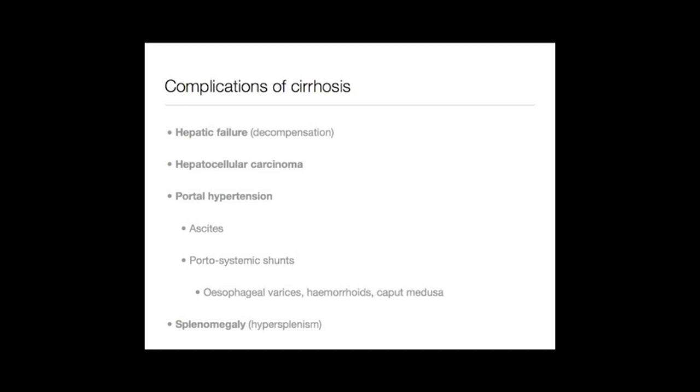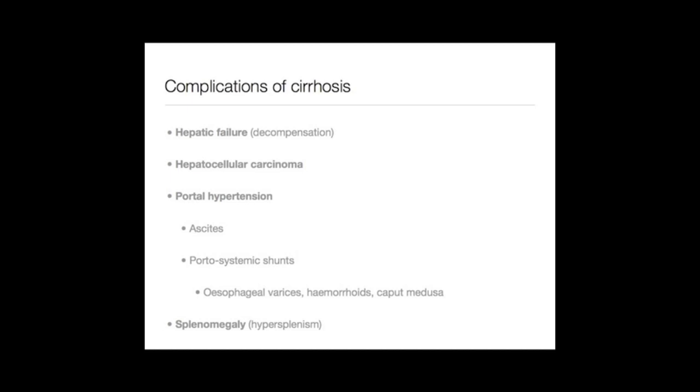Other complications include hepatocellular carcinoma, and that is because of the cellular damage which occurs owing to the cirrhotic process, making it more likely for the cells to undergo malignant transformation.